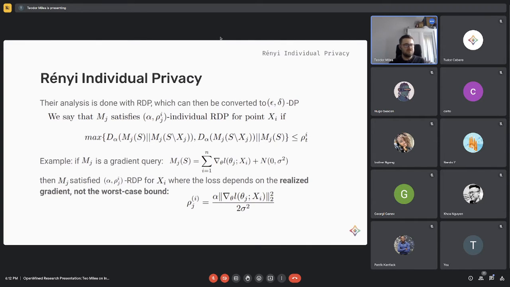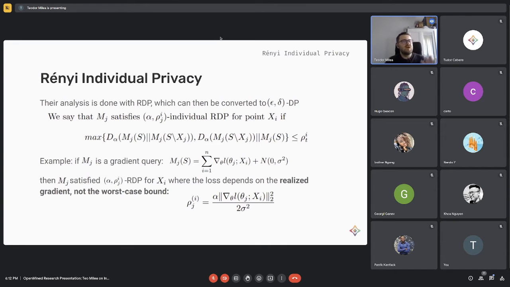And what is very interesting here is that the final parameter is described by the norm of the gradient for each point, not the worst case. It's not the sensitivity over the whole data set or over the function. And this actually will solve the problem with consuming too much privacy for the average data points.